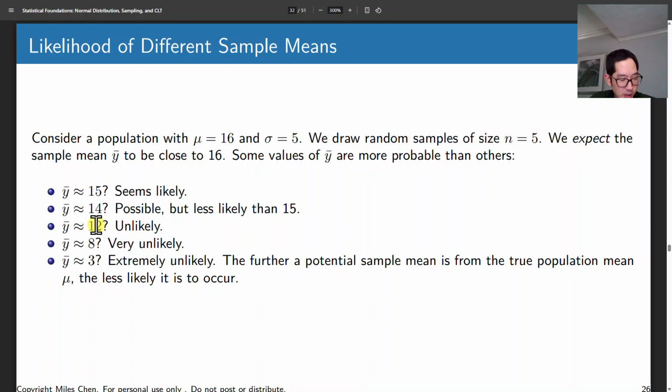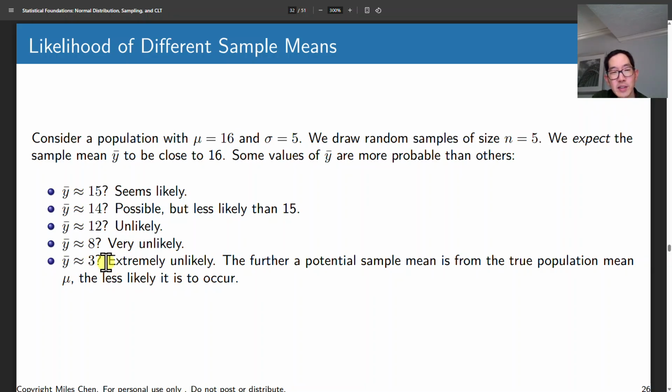Okay, what about 5 random values from this population? Again, the population has a mean of 16, but could you get 5 random values where the average is only 8? And that seems really unlikely to happen. Or a sample where the average is only 3. And that seems extremely unlikely. I almost want to say it's impossible, but again, we don't like to use the word impossible in statistics.